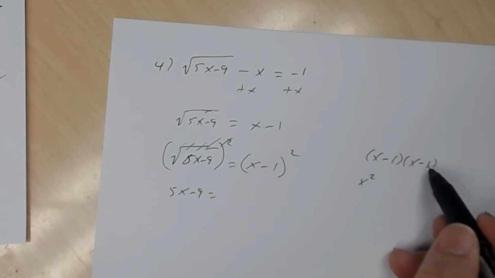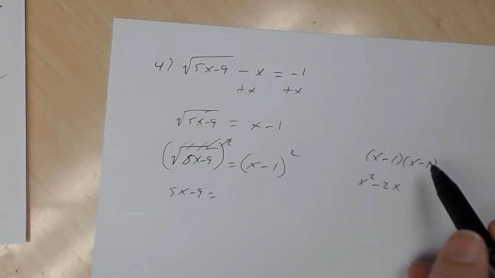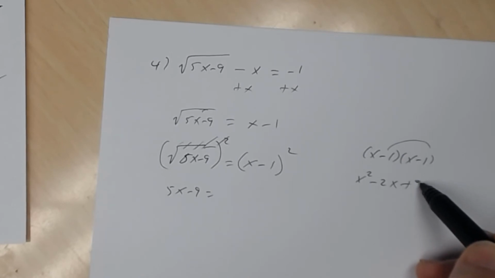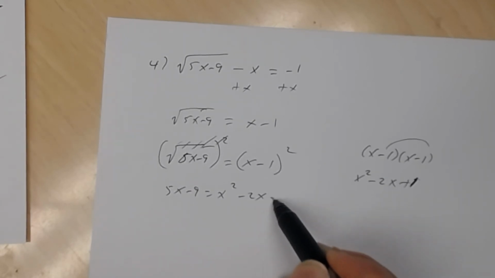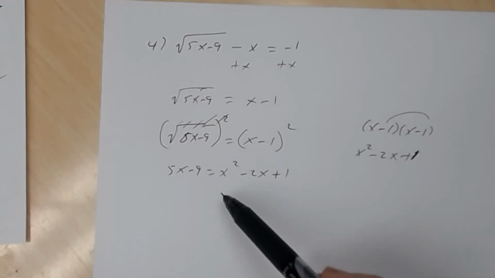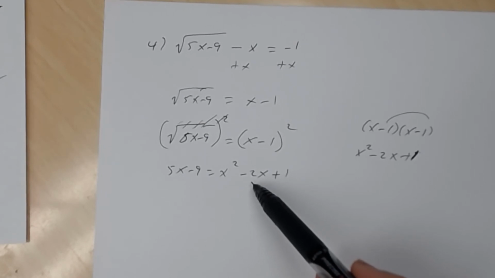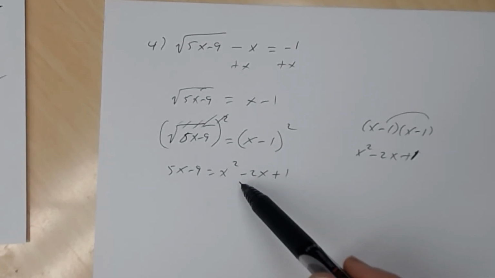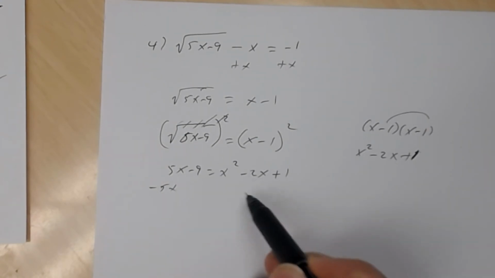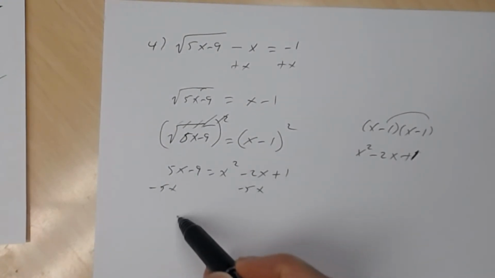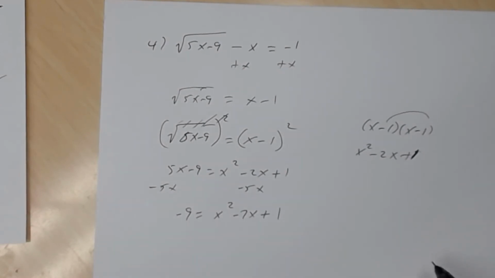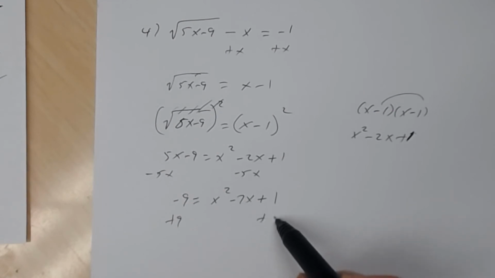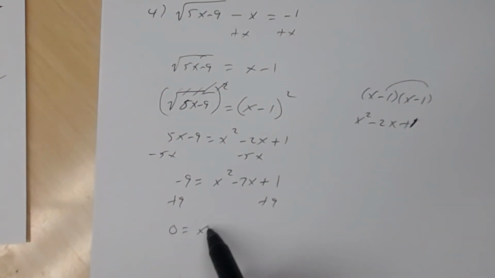So this is x squared. The outer and the inner, you get negative 2x. A negative 1 times a negative 1 is a positive 1. So that's x squared minus 2x plus 1. All right, so now this is quadratic. To solve this quadratic equation, I need to put it in standard form first. So let's go ahead and subtract 5x from both sides. When I combine like terms, I get negative 9 equal x squared minus 7x plus 1. Add 9 to both sides. I get 0 equal x squared minus 7x plus 10.